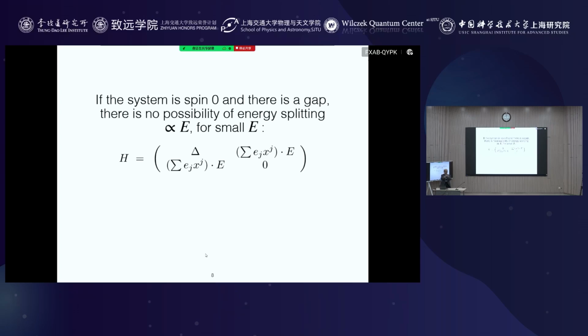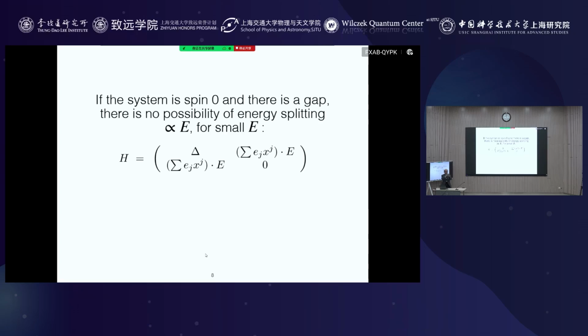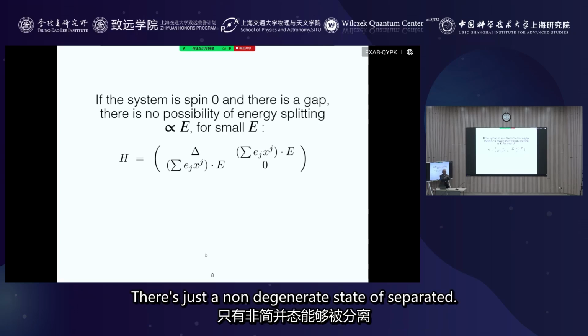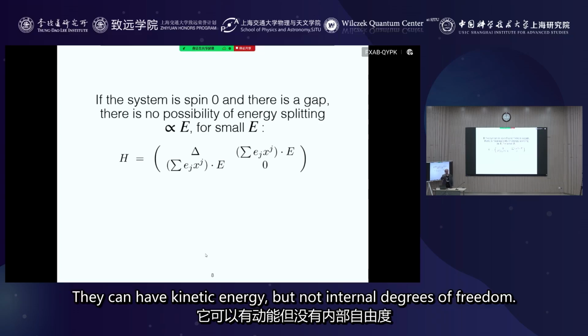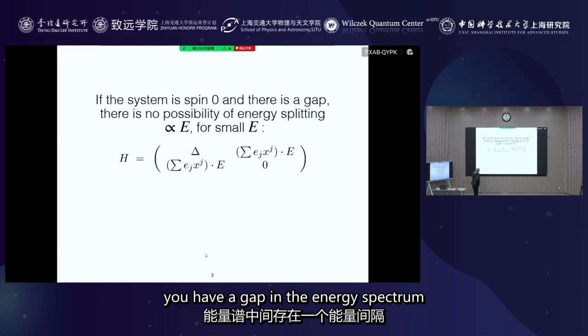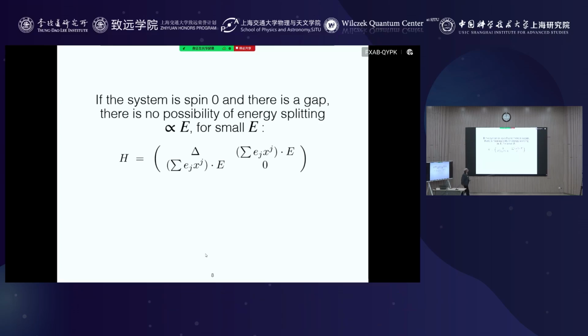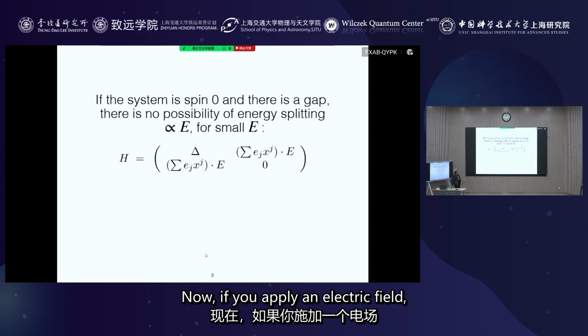So the spectrum is just an isolated spin 0, no spin. There's just a non-degenerate state, separated. It can have kinetic energy, of course, but not internal degrees of freedom. In other words, the criterion is simply that you have a gap in the energy spectrum and an isolated state of 0 spin.